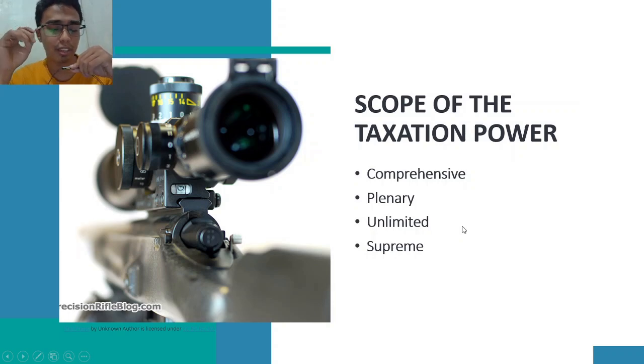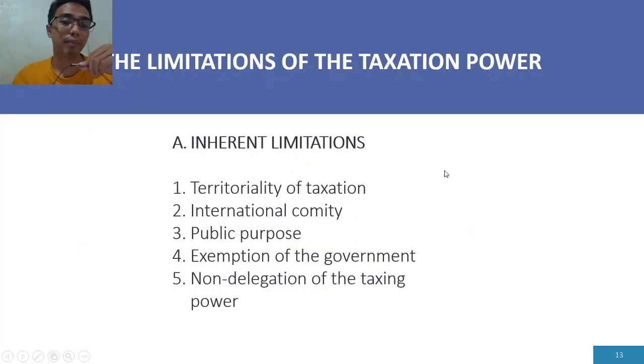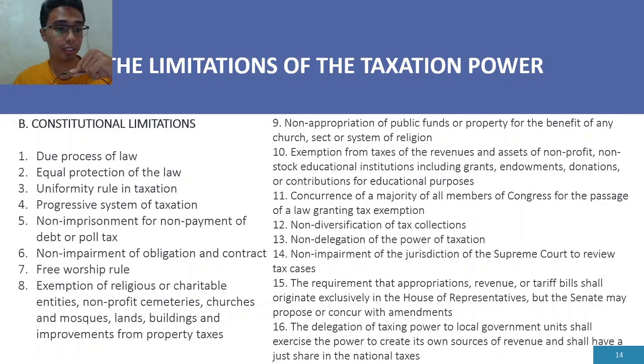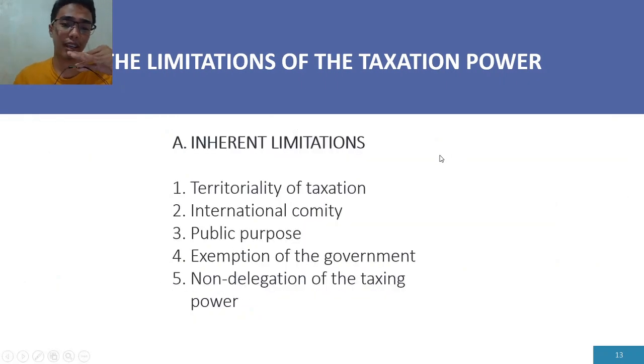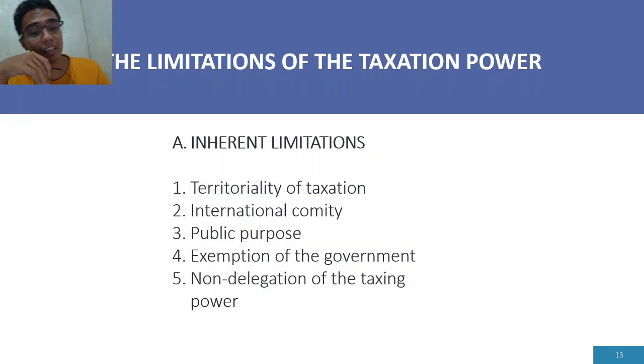So, these limitations are inherent limitations and constitutional limitations. Okay, so under the inherent limitations, we have 5 inherent limitations. We have territoriality of taxation, international comity, public purpose, exemption of the government, and non-delegation of the taxing power.